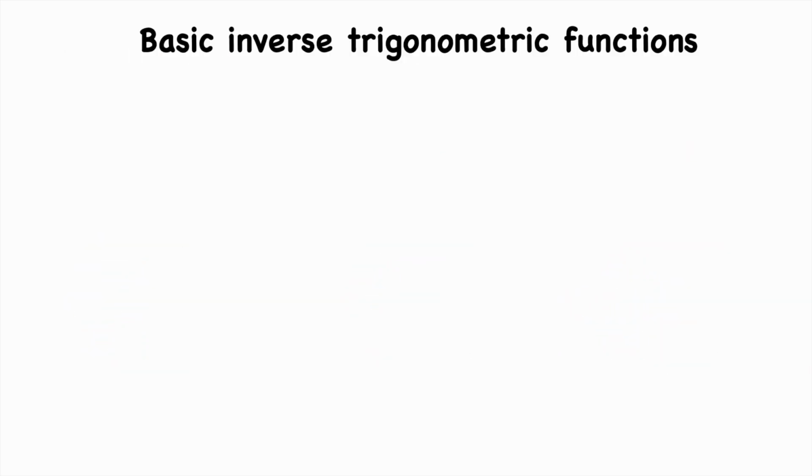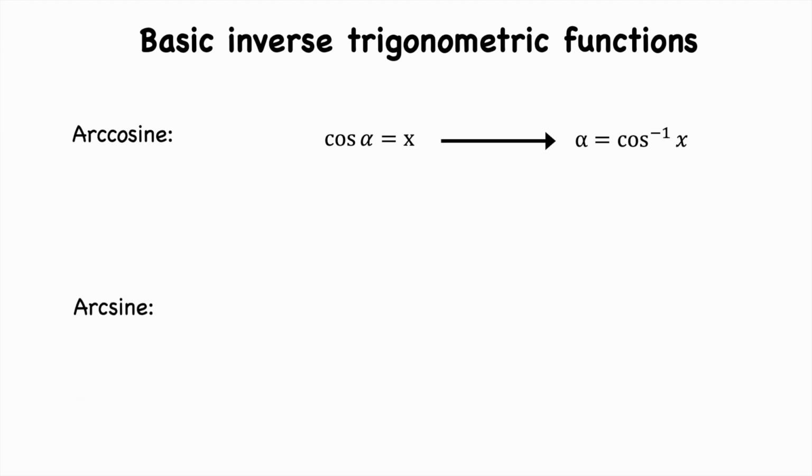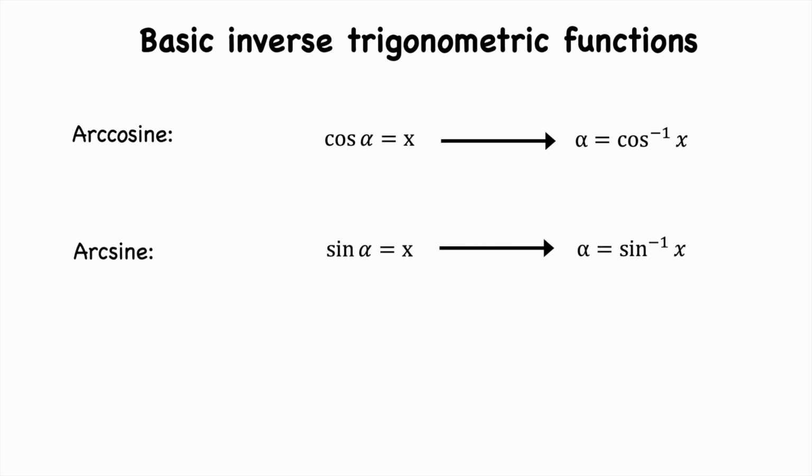If we know the value of some trigonometric function, it is possible to find the value of the corresponding angle by using the corresponding inverse function. The main inverse trigonometric functions are the arc-cosine function, which provides the angle alpha for which the cosine has the indicated value, the arcsine function, which provides the angle alpha for which the sine has the indicated value, and the arctangent function, which provides the angle alpha for which the tangent has the indicated value.